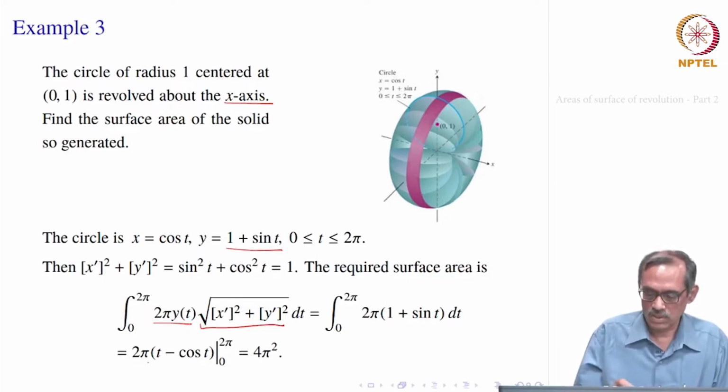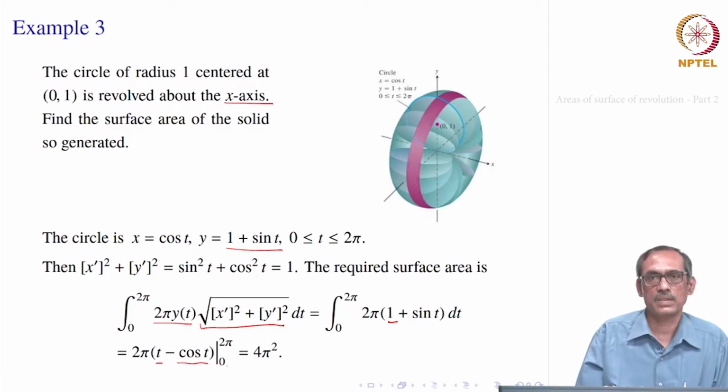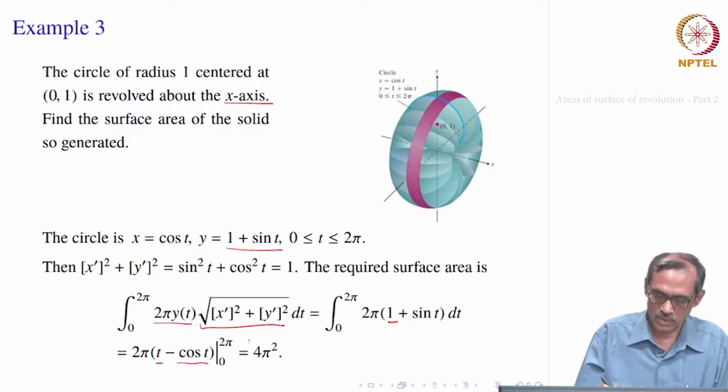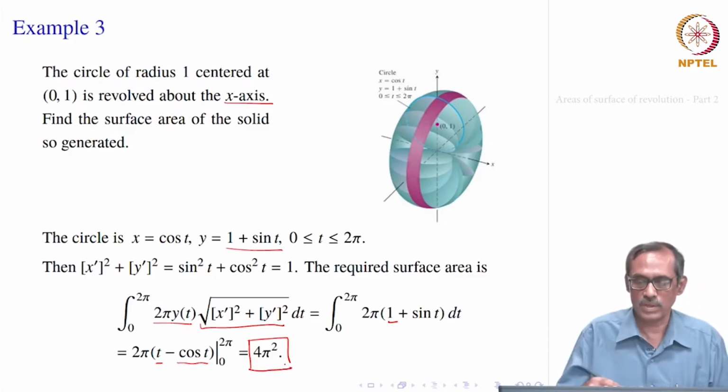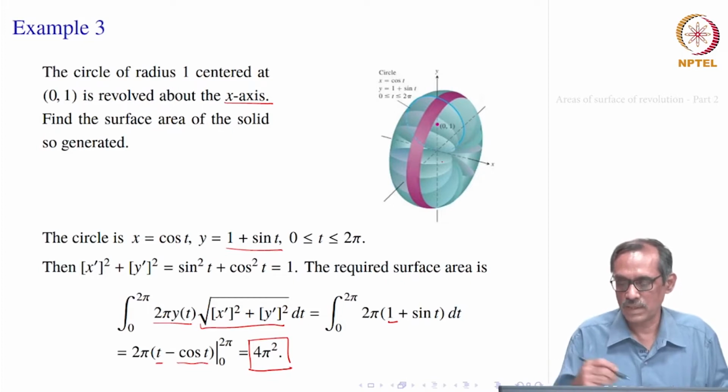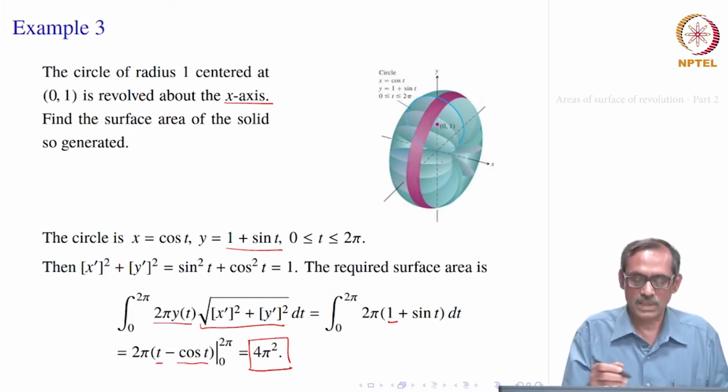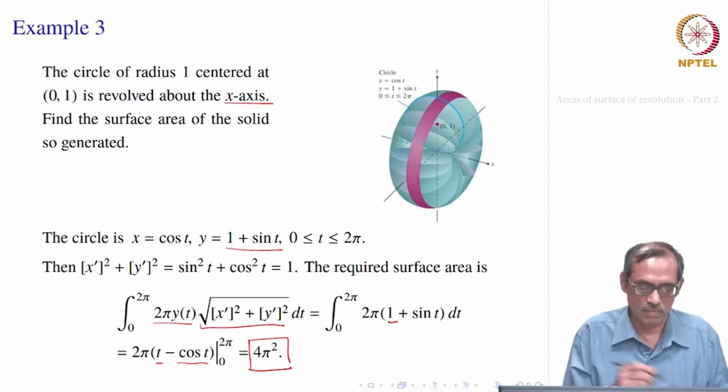Now, you integrate this. So it is 2 pi, 1 gives you t and the integral of sin t is minus cos t. So you get 2 pi times (t minus cos t) evaluated at 0 and 2 pi, and that simplifies to 4 pi squared. So this is how we are going to find the area of the surface of revolution. Now, based on these 3 types of possibilities, we go for some problems. Let us see how we are able to use these things.